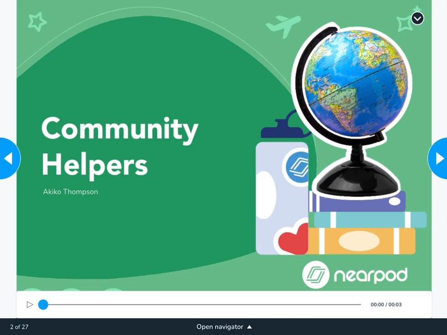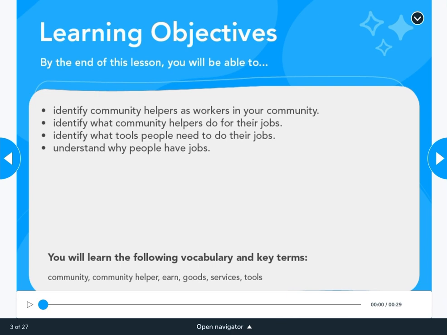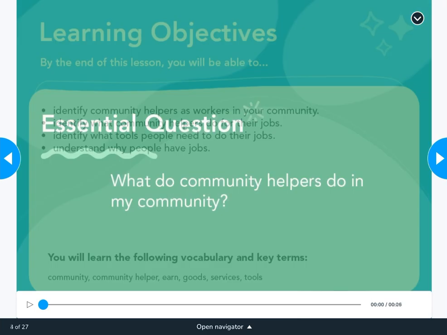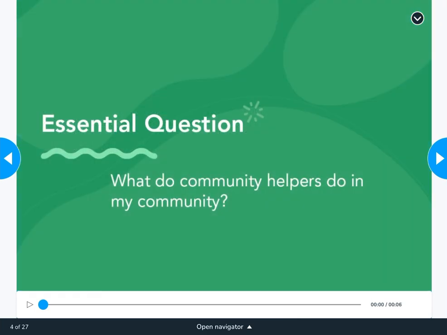The goal of this lesson is to help students understand what community helpers do and why people have jobs. By the end of the lesson, students will be able to identify community helpers as workers in their community, identify what community helpers do for their jobs, identify what tools people need to do their jobs, and understand why people have jobs. The essential question for the lesson is, what do community helpers do in my community? Students will focus on this question and develop an understanding of how different workers contribute to society.